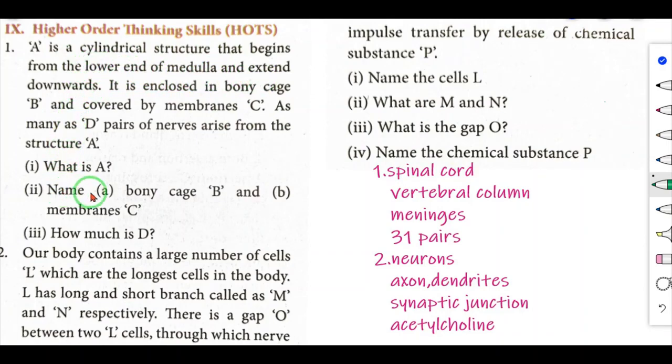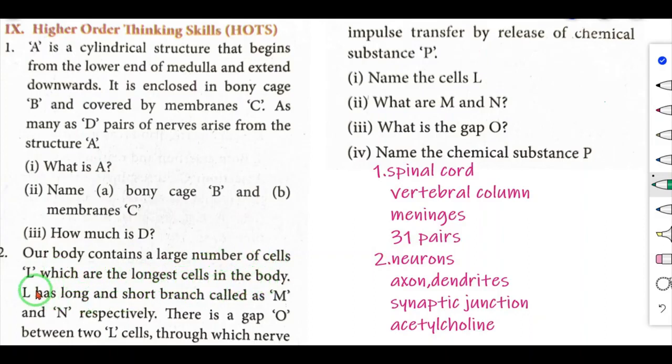Next one: name the bony cage B and the membranes C. The bony cage is known as the vertebral column. Then what are the membranes? The membranes are the meninges. Three membranes are present: dura mater, arachnoid membrane and pia mater, collectively known as meninges. Then what is D? How many pairs of nerves arise from the spinal cord? 31 pairs.